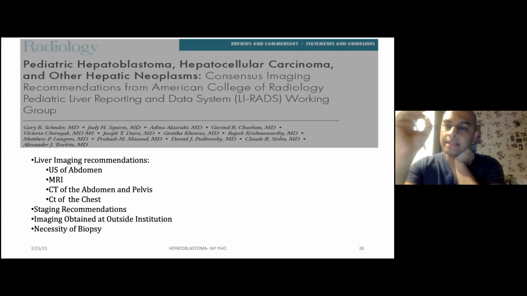Next, staging: PRETEXT, group, and the annotations. Do we need to repeat imaging if the imaging study is done outside? Not necessary, because the information can be obtained with films. We can do a decent job with films. Necessity of biopsy: if the diagnosis is unequivocally hepatoblastoma with rising AFP counts, biopsy is not needed. That is what at least the recent guideline says.